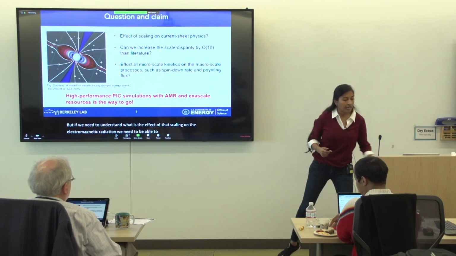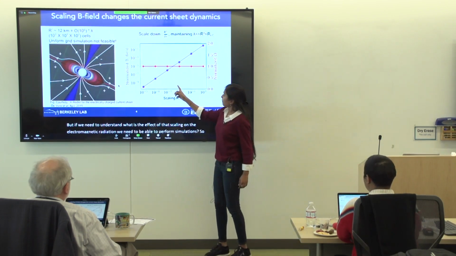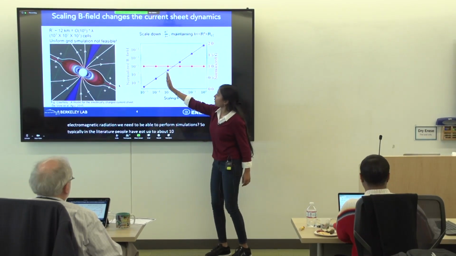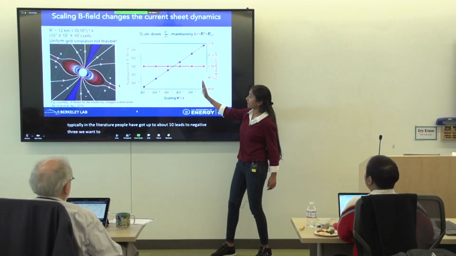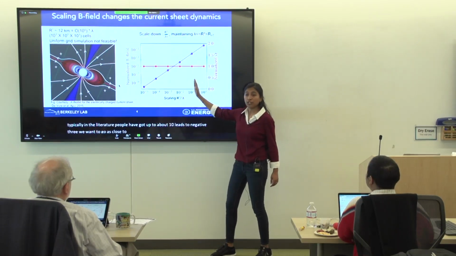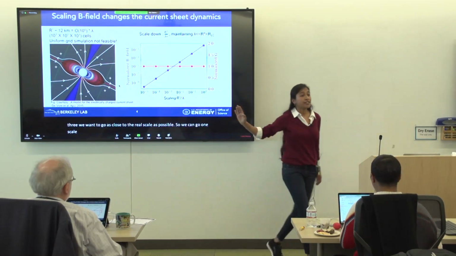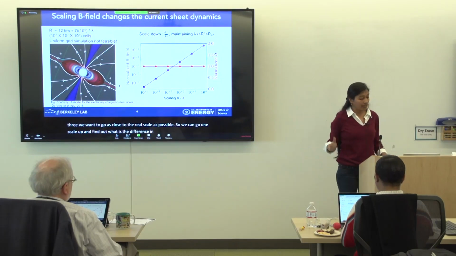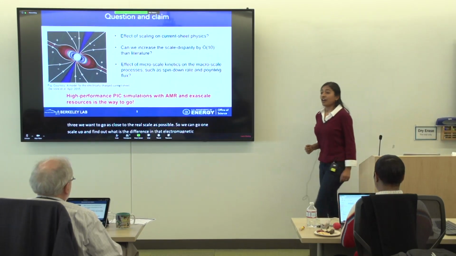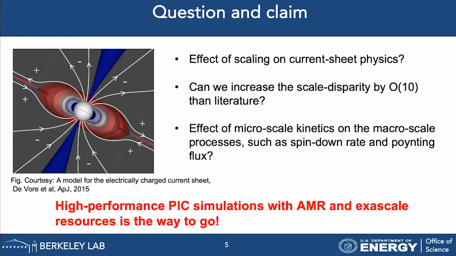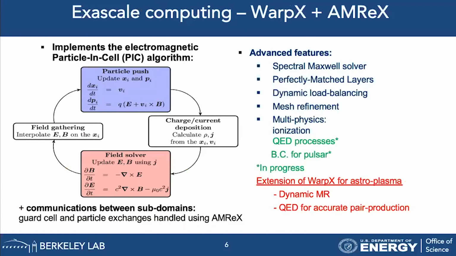Typically, in the literature, people have gone up to about 10⁻³. We want to go as close to the real scale as possible. So if we can go one scale up and find out what is the difference in that electromagnetic radiation, that's going to be good. In order to do this, we need to perform high performance particle in cell simulations, and we turn towards Exascale and we turn towards WarpX and AMReX.